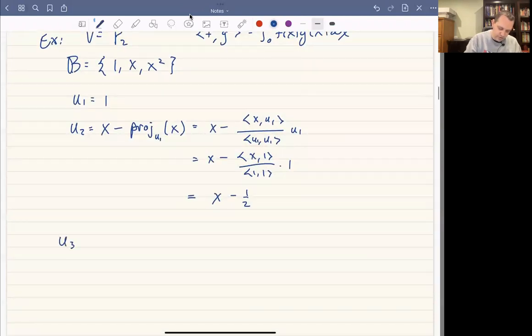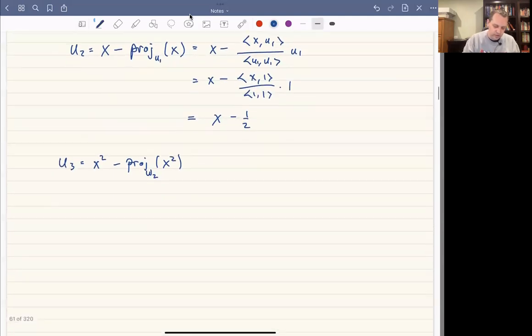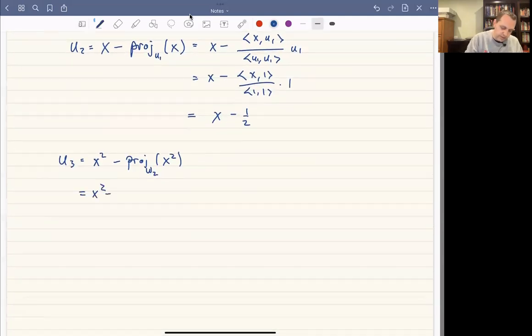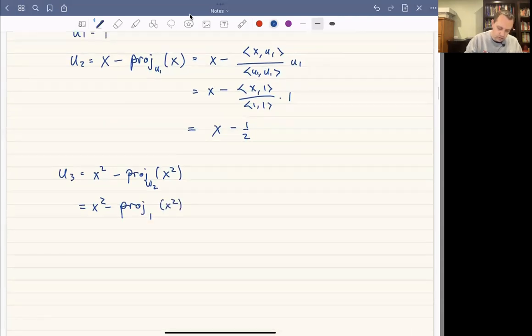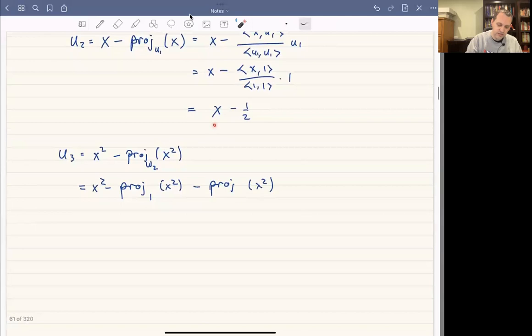So we get X minus 1/2 for U2. And for U3, we'll have V3, so that's X squared, minus the projection of V3 on W2. This means that we're looking at X squared minus the projection of X squared on U1, minus the projection of X squared on U2. U2 was X minus 1/2.